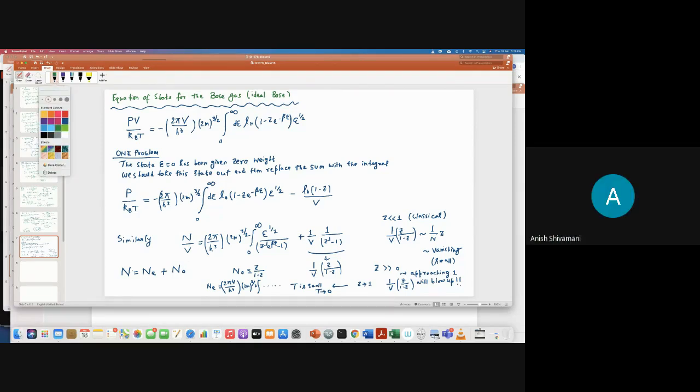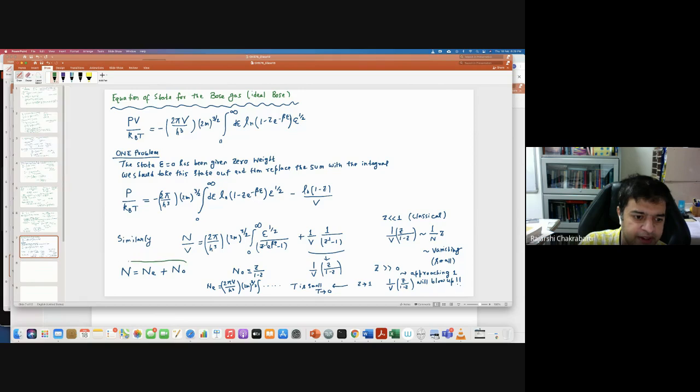So what I am doing here, I am just writing the total number of particles as a sum of two terms. One is the number of particles in the epsilon equal to 0 level and the rest which are in the excited state. So basically this is the number of particles in the ground state, no?